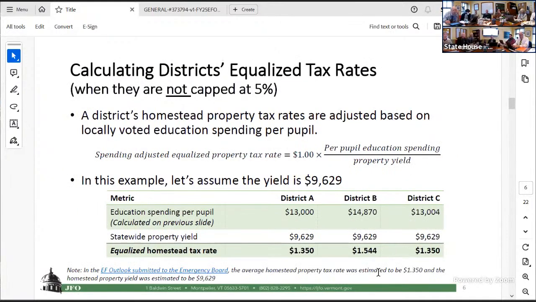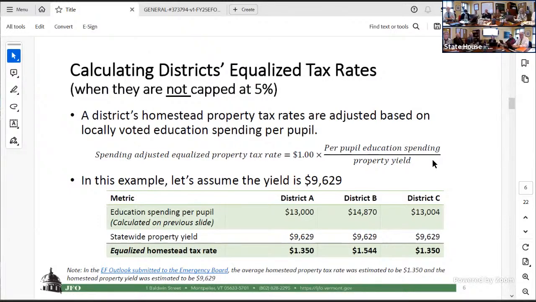So if we think about the way that a district's rate is calculated, we've got the district's per pupil spending divided by the yield. These are the factors that are going into a district's rate. So the per pupil spending varies by district. The yield is true across the state. So the lower the yield goes, the higher the homestead property tax rates will be in districts, all else equal. Yep.